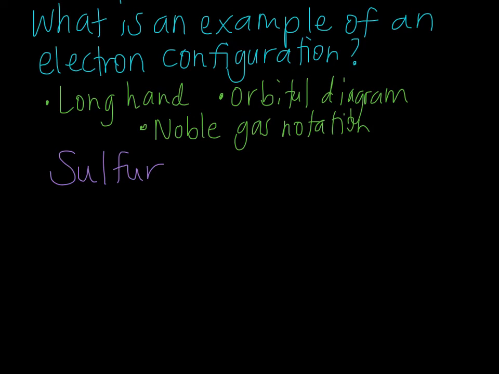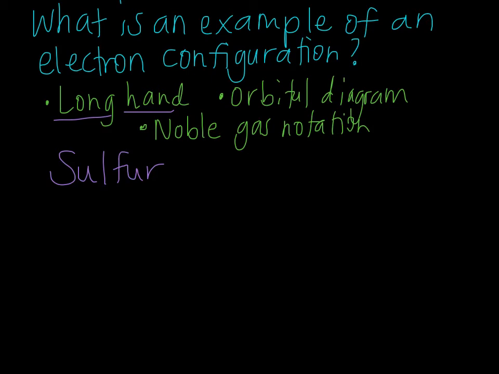Okay, so an example of an electron configuration. There are 3 different ways that you can write an electron configuration. The easiest way is called longhand. This is just where you start from the very beginning and you fill in the electrons as you move down the periodic table.